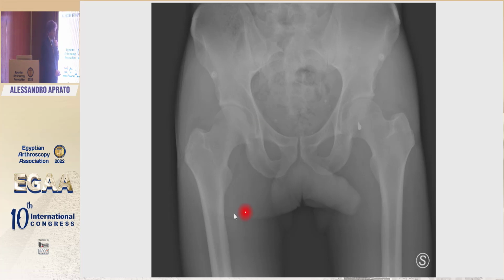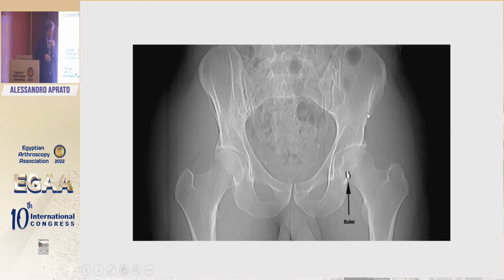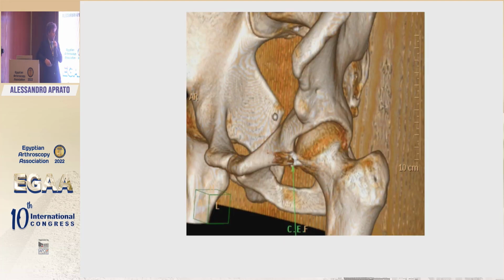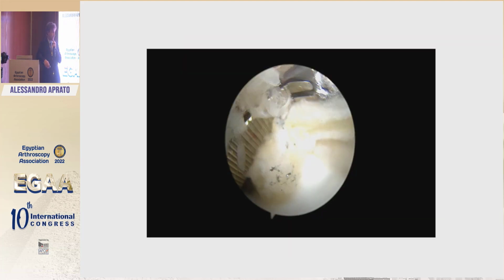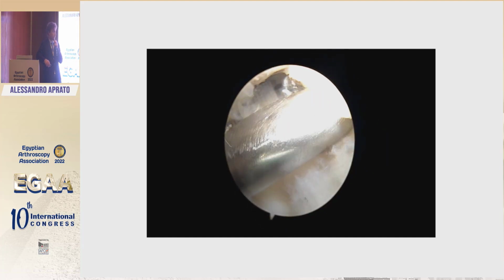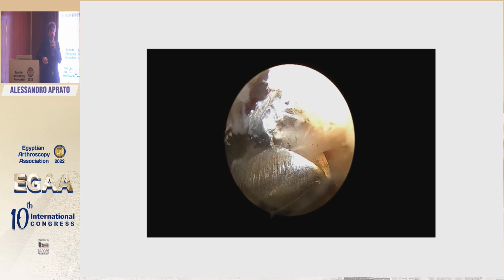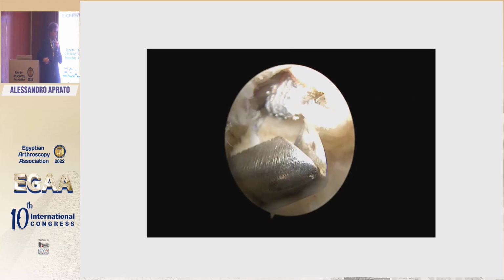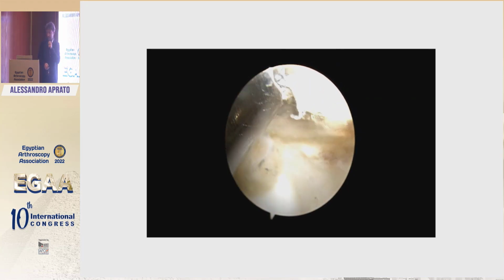This is a bullet here. You can see it here, and you can see it's a hunting bullet that bounced from the floor to the hip of this poor guy. And this is the CT scan where you can see the bullet, and you can remove it arthroscopically. It's not so easy to find it, but you can use the C-arm and you can localize it, then you can remove it with a little capsulotomy.